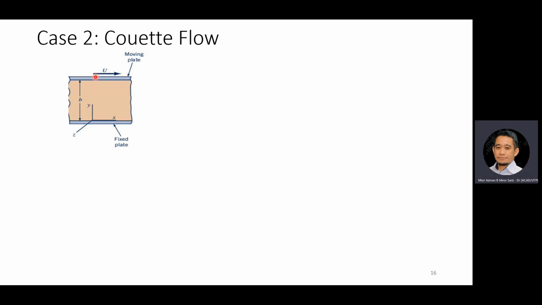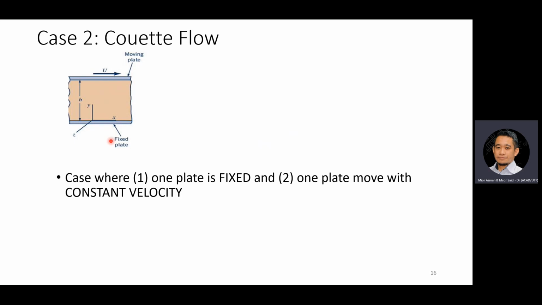So a constant velocity is applied at the moving plate. So this we call Couette flow. Flow between two parallel plates, but one moves and one is fixed. Right, and it's still a steady and incompressible flow. It means the density does not change. Couette flow is a case where one plate is fixed and one plate moves with a constant velocity.